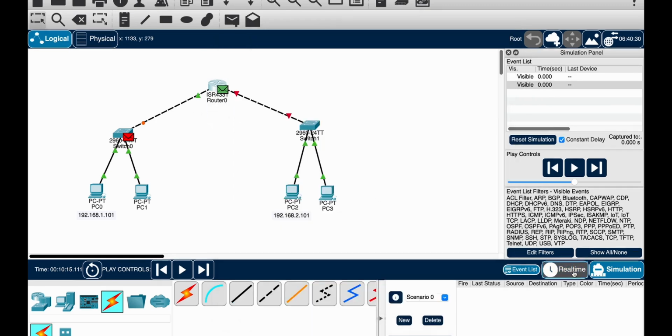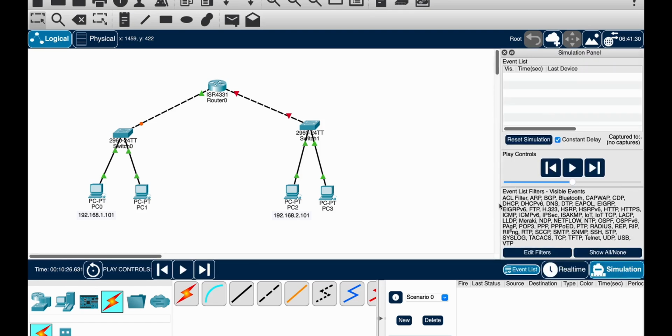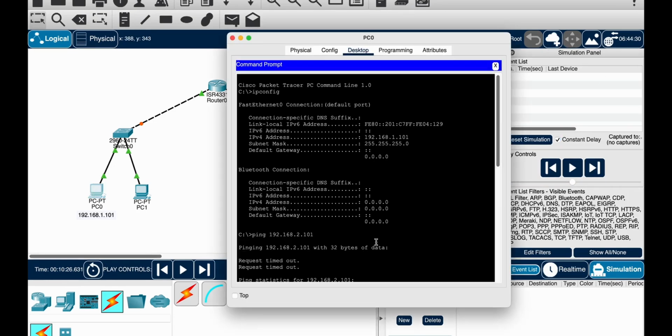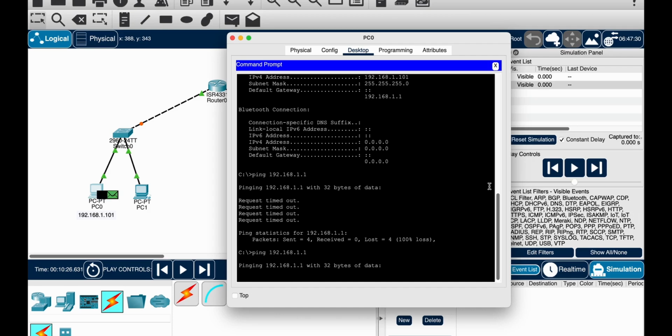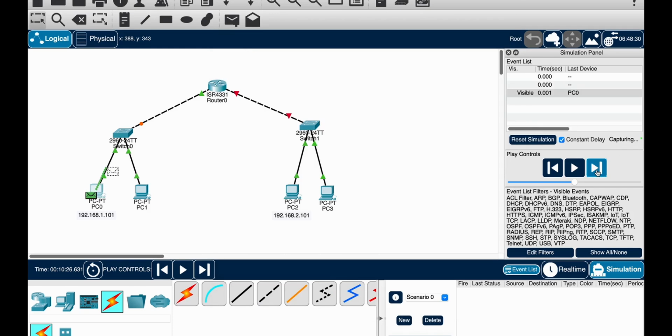Okay, so let's go back to real time, and let's go to the simulation mode again, and let's go to our PC command prompt, and this time hopefully we would be able to start the communication with 1.1. Okay, so let's see. The packet goes out, it's going to be broadcast, and this time stuff is happening. Let's see.